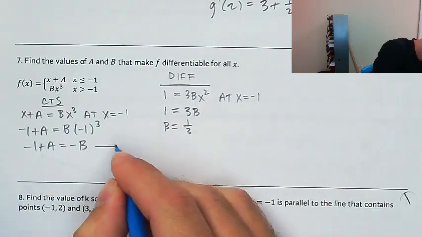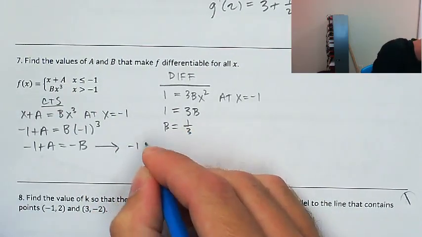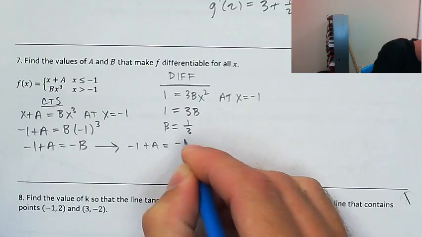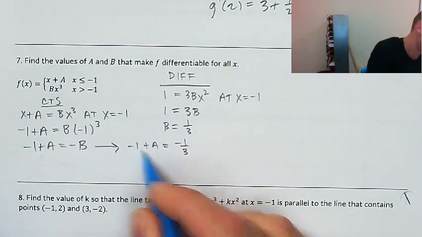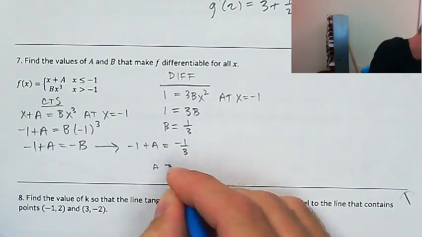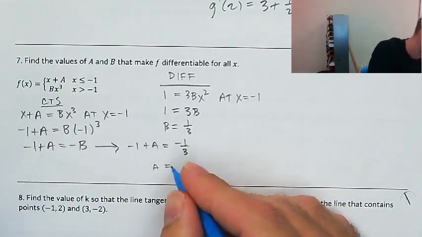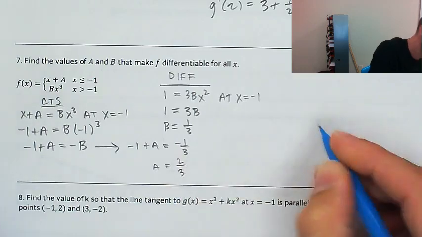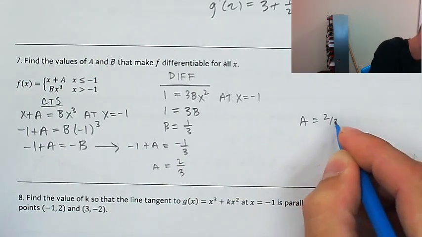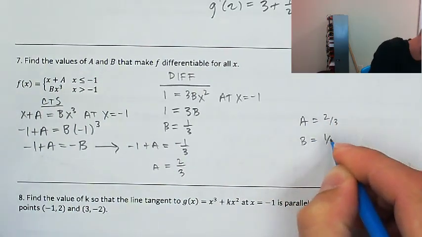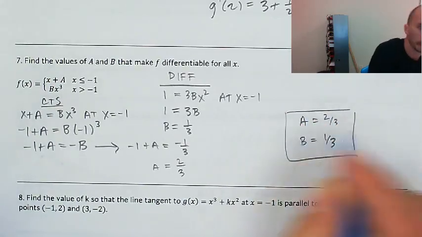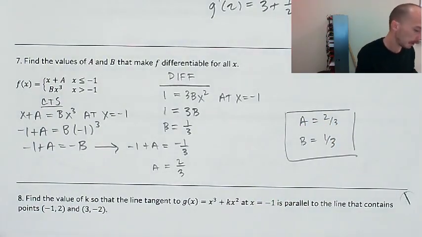And then I can go over there using that, and I can say negative 1 plus a equals negative 1/3. Okay, so I might just add 1 to both sides. And negative 1/3 plus 3/3, that's going to be 2/3. And so I'll say a is 2/3, and then I'll just clearly display my answer there.